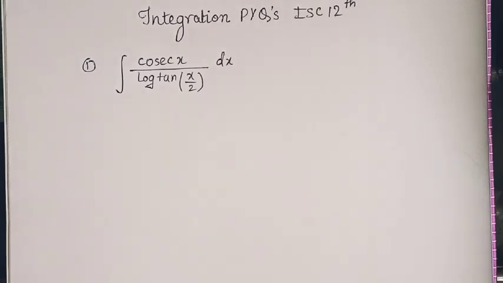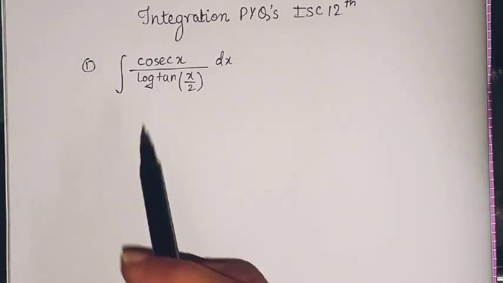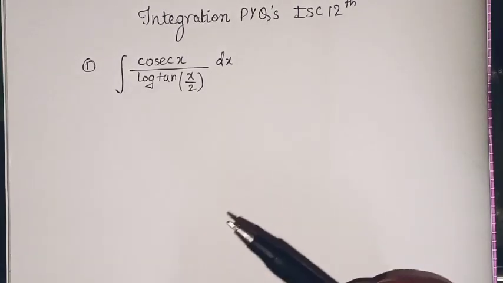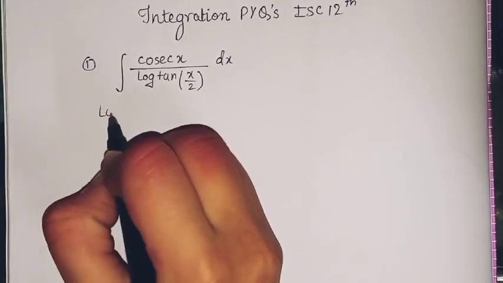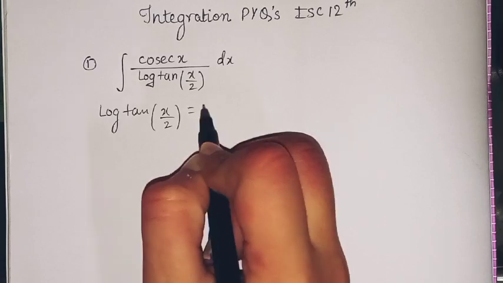Let us start with integration then. First question is integration of cosec x upon log tan x by 2 dx. Students can pause the video and try it, otherwise I'll proceed. So we have to take log tan x by 2 equal to t. This is a substitution type of question. Take log tan x by 2 equal to t.